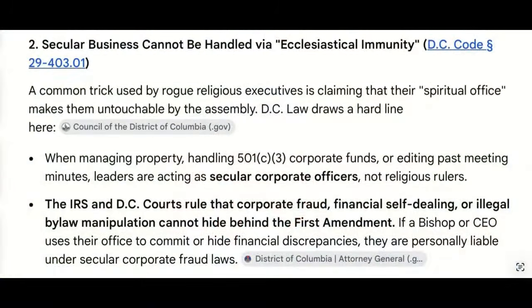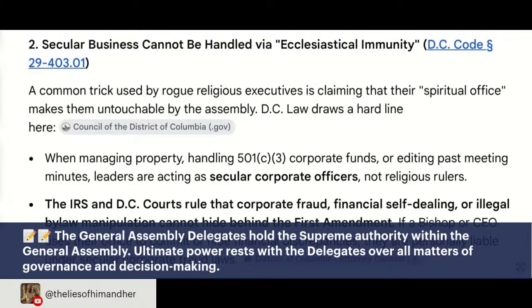When managing property, handling 501c3 corporate funds, or editing past meeting minutes, leaders are acting as secular corporate officers, not religious rulers. When you're in that meeting, it has nothing to do with religion. The law says that meeting has nothing to do with religious practices.